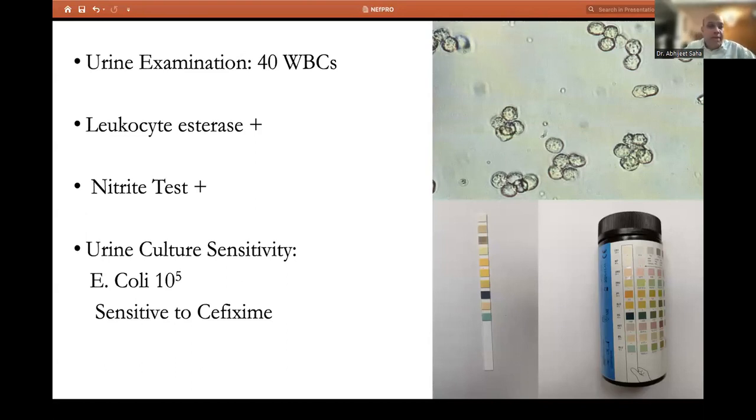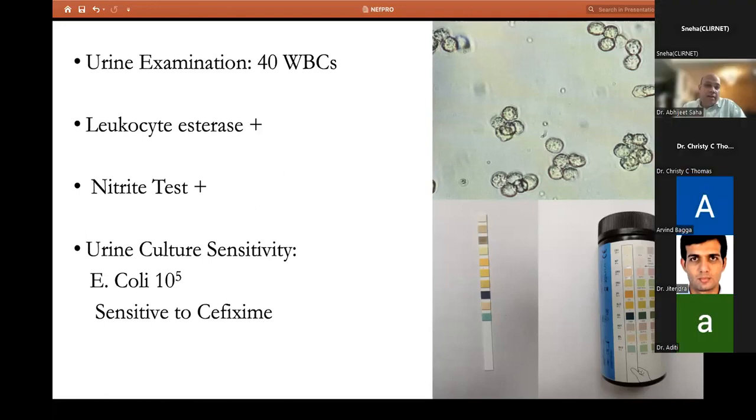And it also contains 2 parameters. One is known as leukocyte esterase. The other one is nitrite test, which are used for screening of urinary tract infection. So this child was screened for urinary tract infection, and the leukocyte esterase and the nitrite test both were positive. And subsequently, urine culture was obtained. And later on, it was seen that the child had urinary tract infection.